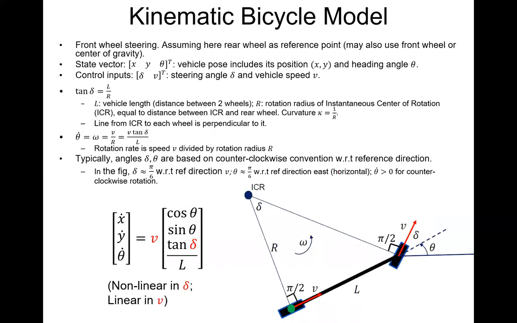Here's the kinematic bicycle model, assuming front wheel steering. The rear wheel is the reference point. It's possible to use the front wheel or the center of gravity as the reference point to get different equations. But for this setup, we consider the rear wheel as the reference point. The state vector is x, y, theta. X is the position of the rear wheel.